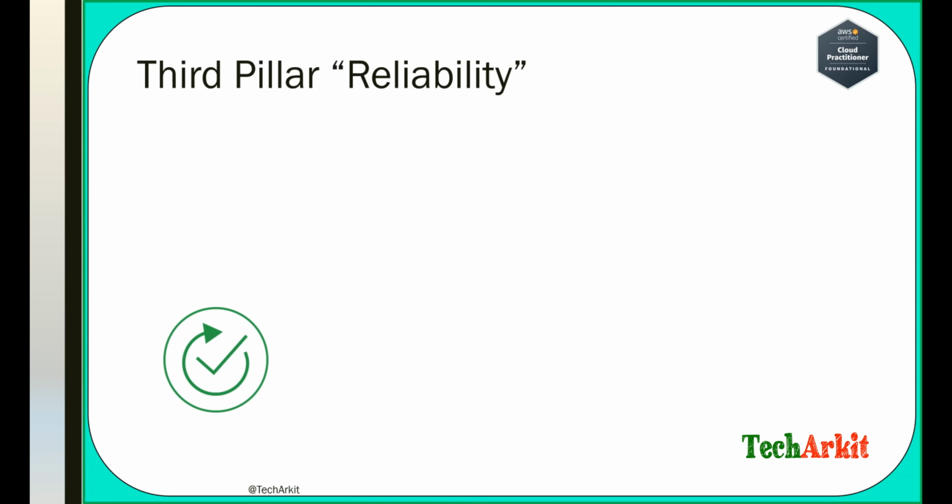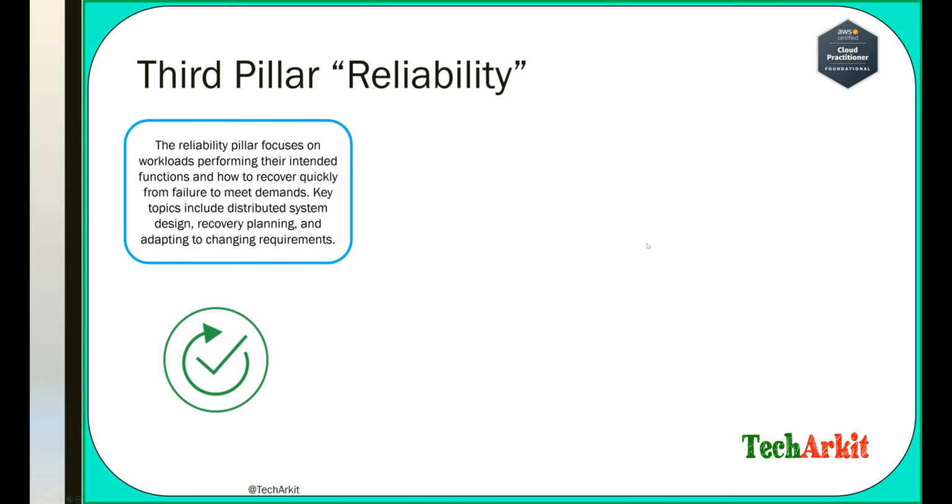The third pillar is reliability. The reliability pillar focuses on workloads performing their intended functions and how to recover quickly from failure to meet demands. Key topics include distributed system design, recovery planning, and adapting to changing requirements. For example, with distributed systems, where one region fails, another region is up. If you have a multi-region deployment and one region fails, your data is still available. That's the major focus of reliability.